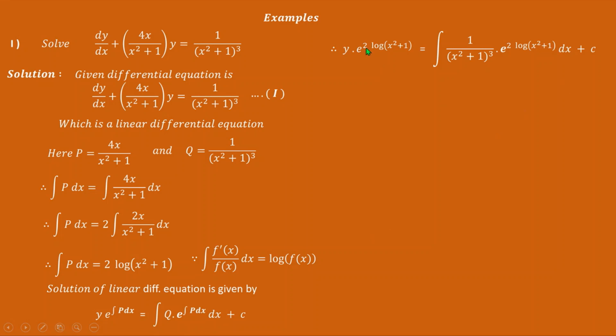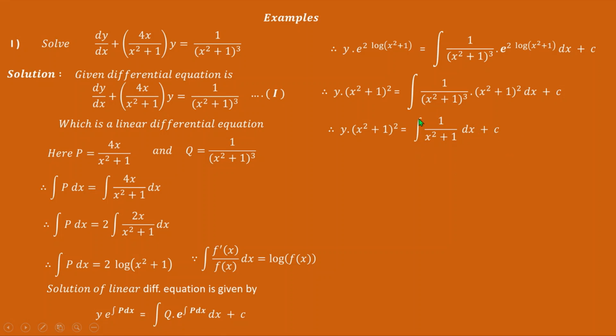Now transfer this 2 to the power of x square plus 1, so we get y, e and log get cancelled, (x square plus 1) bracket square is equal to integration 1 upon (x square plus 1) bracket cube, this value is (x square plus 1) bracket square dx plus c. Here (x square plus 1) bracket square gets cancelled, and so we get y into (x square plus 1) bracket square equal to integration 1 upon x square plus 1 dx plus c.